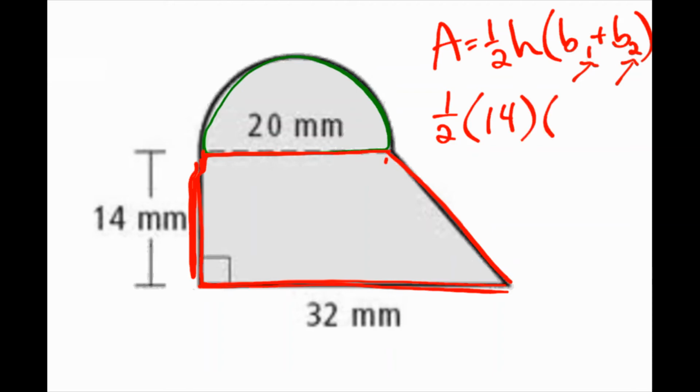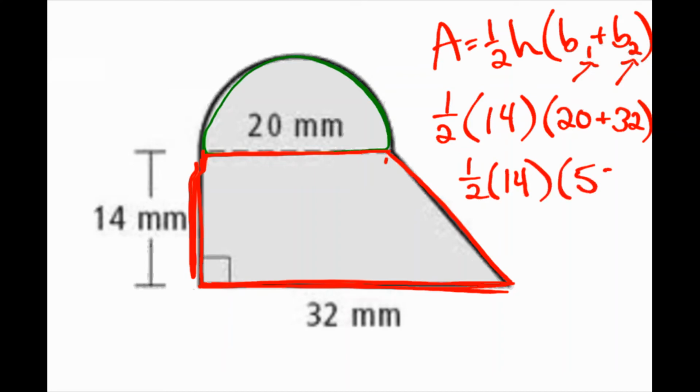And the base 1, I think they use the base 1 as the top, but it actually doesn't matter. It really is just the top and the bottom added together. I guess I'll use the top as 20 plus 32, which is the bottom. So I'm going to do 1/2 of 14 times 52. You really have to use order of operations on this. You have to make sure that you're doing the stuff in the parentheses before you do anything else.